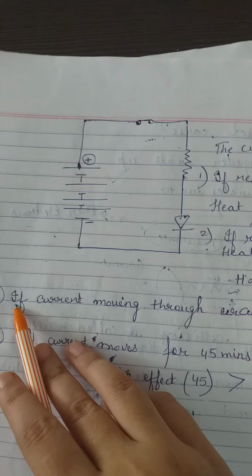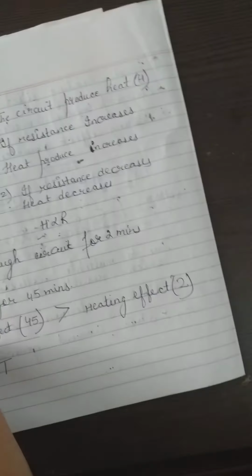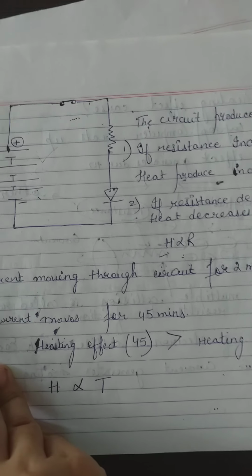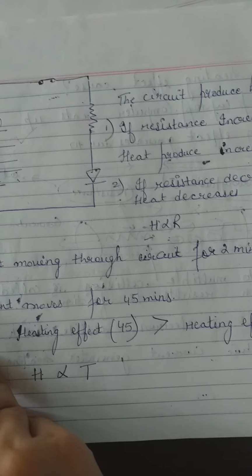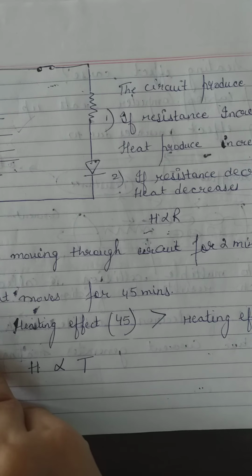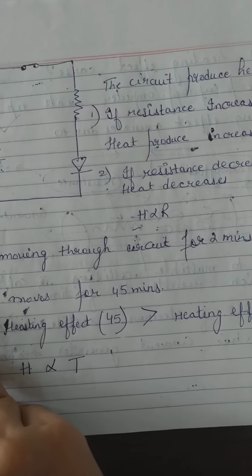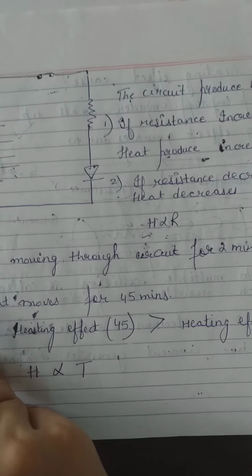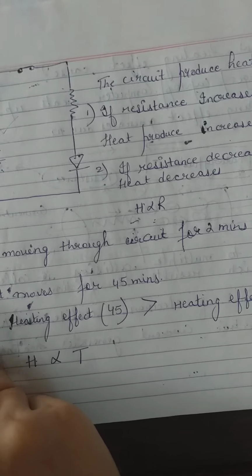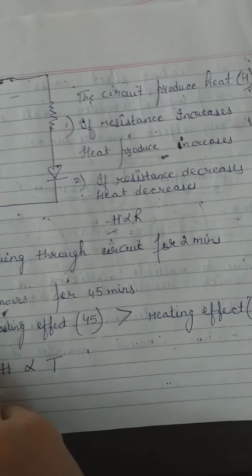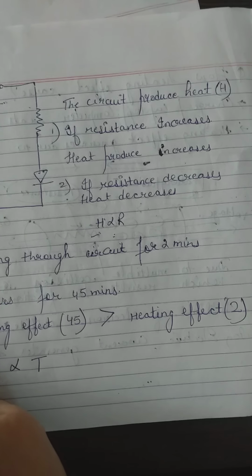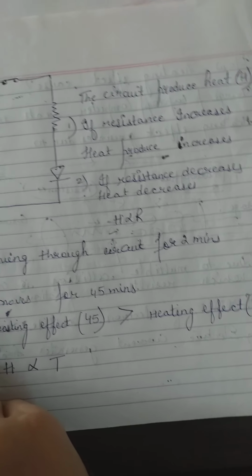The next topic: if current moves through a circuit for 2 minutes, or if current moves through a circuit for 45 minutes, in which case is the heating effect high? According to me, the heating effect when the current flows for 45 minutes is more in comparison to the heating effect in a circuit if the current flows for 2 minutes.